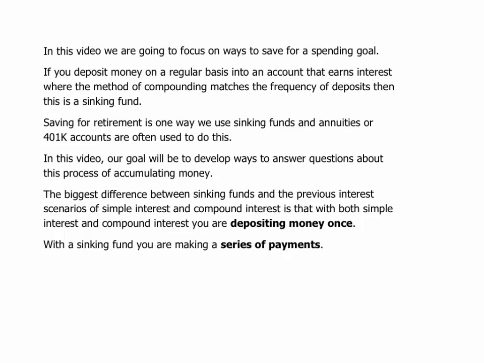The idea is if we deposit money on a regular basis into an account that earns interest where the method of compounding matches the frequency of deposits, then this is a sinking fund. This is really important here: the method of compounding has to match the frequency of deposits. So if we're compounding monthly, we're depositing money each month. If we're compounding quarterly, we're depositing money each quarter.